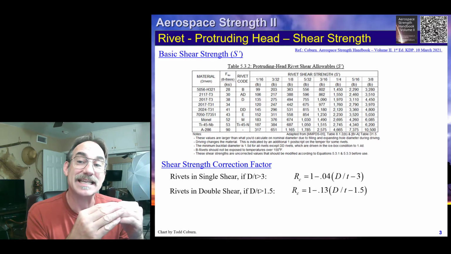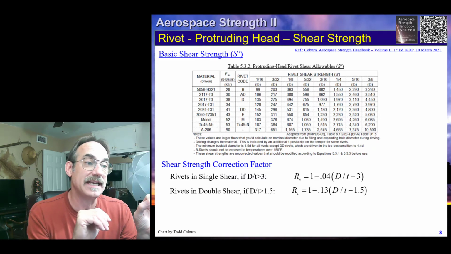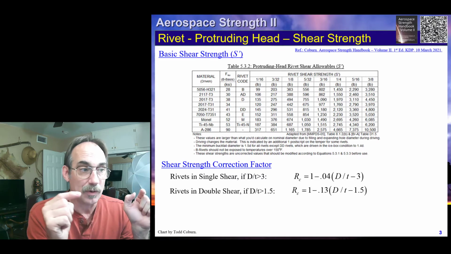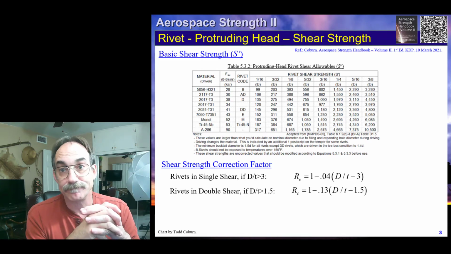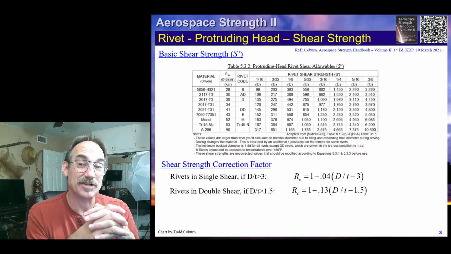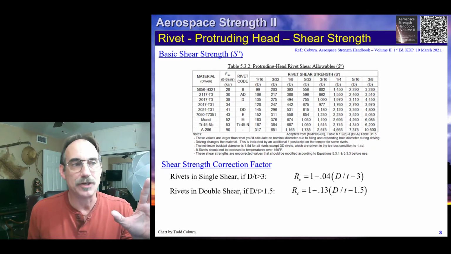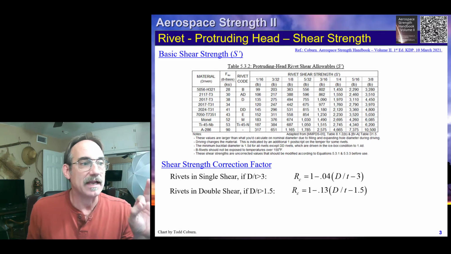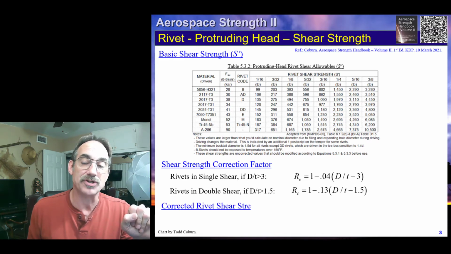Now, if you have rivets in double shear, then we're looking for a D over T ratio exceeding 1.5, and we will use the second equation to adjust it, okay? Once again, never use an adjustment more than 1. So we go up to table 532, get our S prime. We come down and adjust the value if we have a D over T ratio out of the range for the type of shear joint we have.